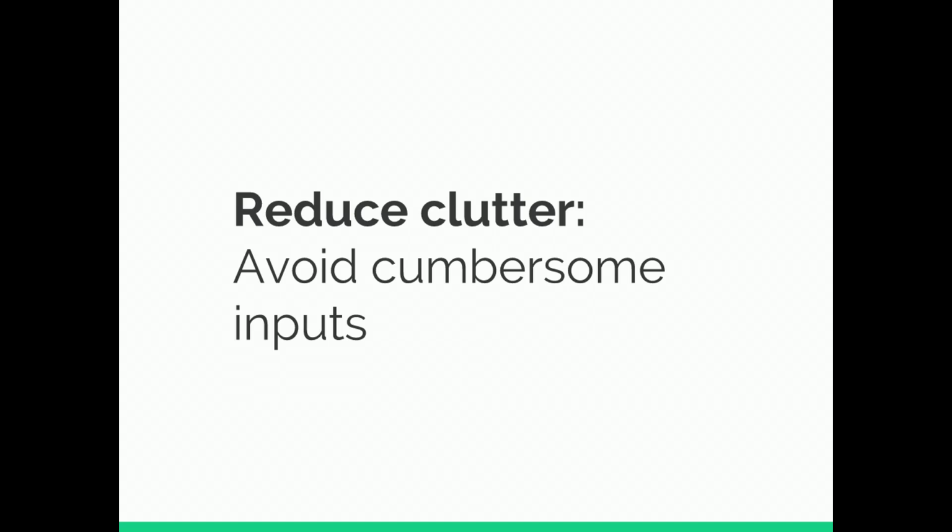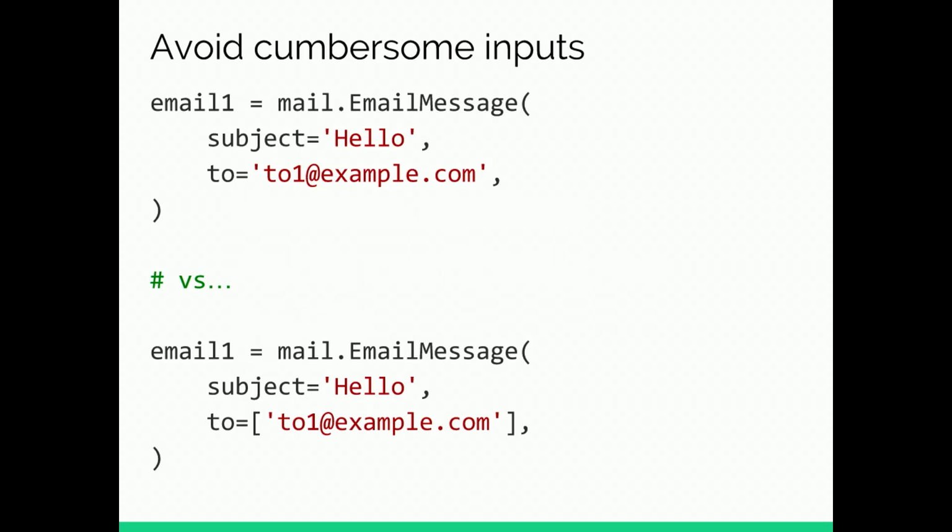Also, to reduce clutter and have simpler apps, we need to avoid cumbersome inputs. Here is an example of a cumbersome input. If you create a mail message in Django and you add a subject and you add a to, this first code above is wrong, because it will send an email to each letter of your to string, which is probably not what you want. The correct code is to add a list to the argument. And the argument name is very bad because it says to. It does not say to list or recipient list. The argument name is bad and leads you to write wrong code.